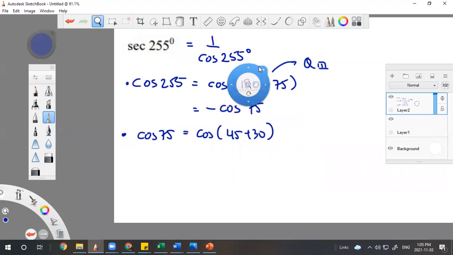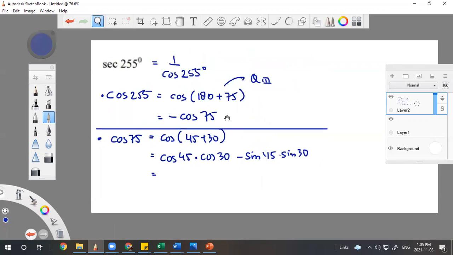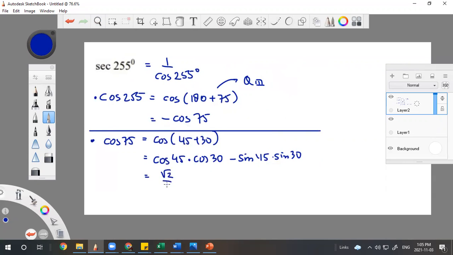Oke, jadi mikirnya begitu. Nah, cos is the egoist: cos 45 times cos 30, subtract, sign-nya dibuang ke belakang. Terus udah plus jadi minus, sin 45 sin 30. Ini baru cos 75 ya, hati-hati, kita belum jawab loh. Oke, jadi ini kayak second step. Terus cos 45 berapa? Square root 2 over 2, square root 3 over 2, square root 2 over 2, 1 over 2. Berarti square root 6 minus square root 2 over 4.